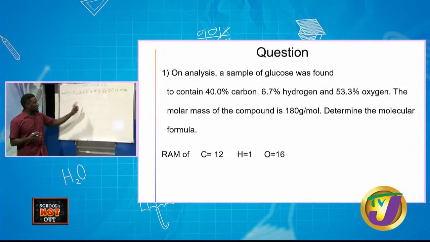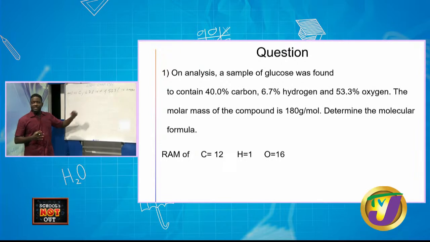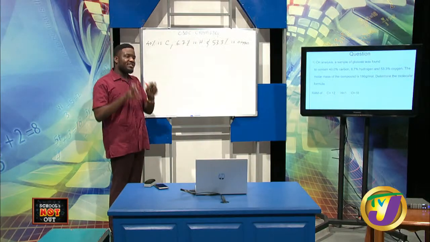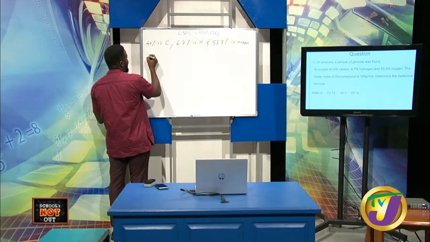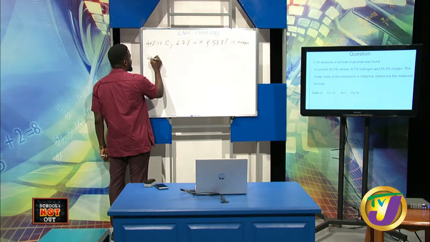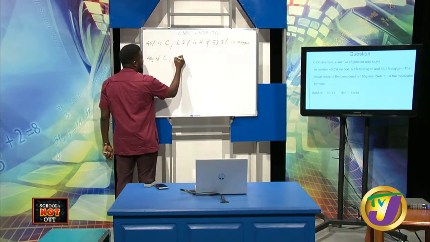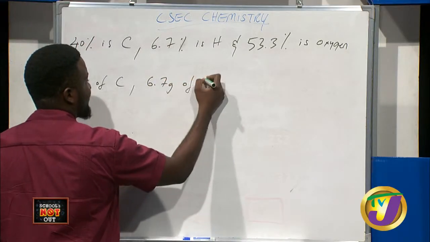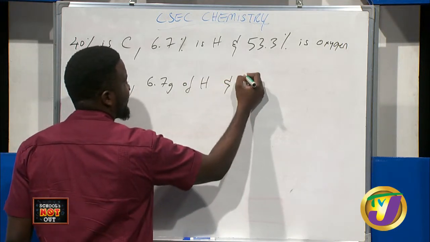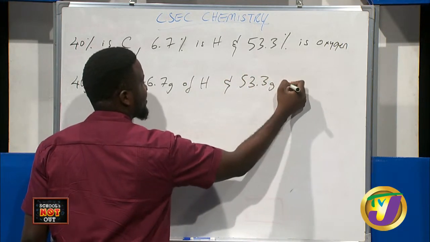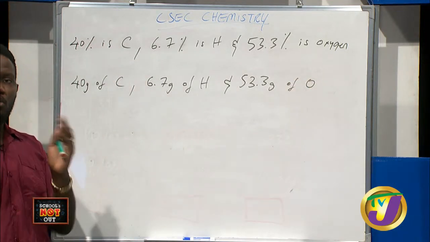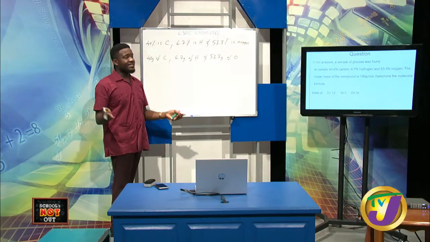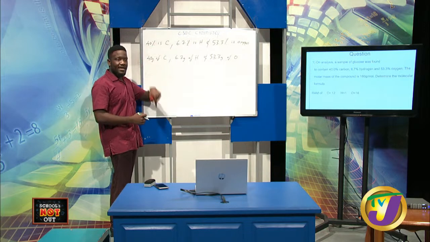Now, one simple way we can convert this into grams is just to assume that the total mass of the sample is 100 grams, right? So if we assume the total mass was 100 grams, we can say 40% of 100 would be 40 grams. So we have 40 grams of carbon, 6.7 grams of hydrogen, and 53.3 grams of oxygen. Remember, all we're doing is assuming it's 100 grams of the sample. That way it's easy for us to convert the percentages into grams.